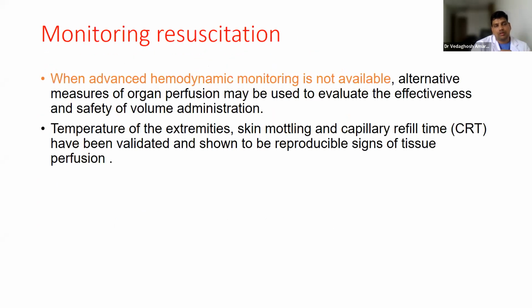Also, they said when there is no advanced hemodynamic monitoring, alternative measures of organ perfusion may be used to evaluate the effectiveness and safety of volume administration, like temperature of the extremities, skin mottling, capillary refill time, which has been validated and shown to produce reproducible signs of tissue perfusion, as we discussed before.